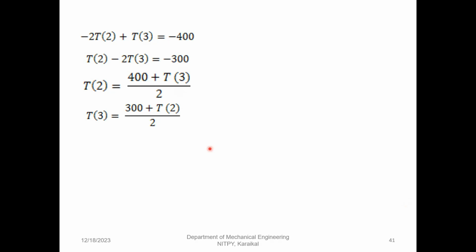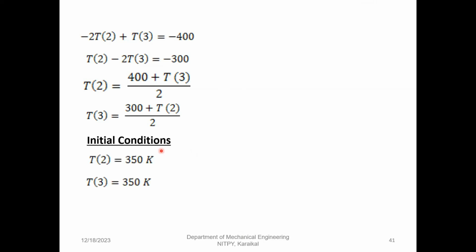Okay. So now once you have made it like this, what we can do is assume a value for the temperature at the intermediate points. If I have a rod with 400 at one end and 300 at the other end, what temperature can be at the middle? Any guesses? Average. You can take an average. You can assume the temperature to be 350.